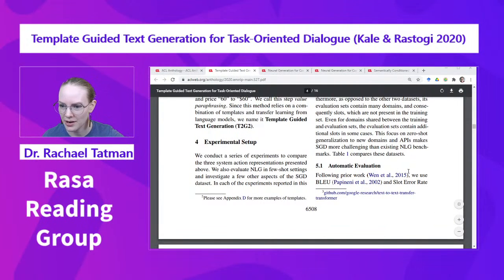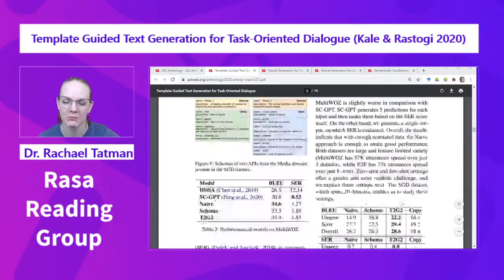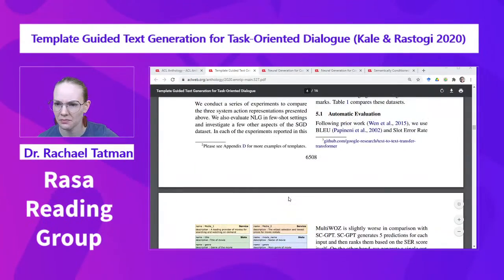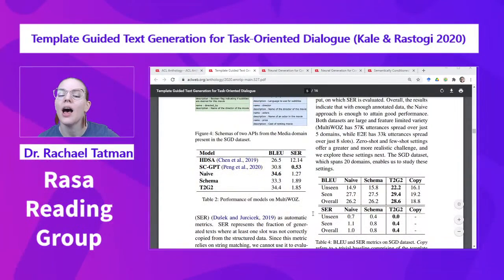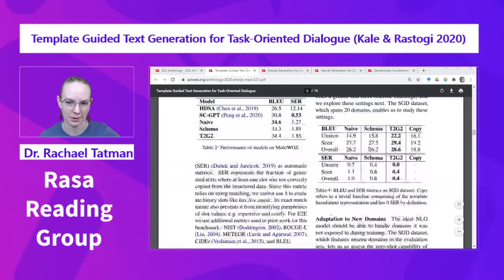Following prior work, we used BLEU and slot error rate. Okay, so when is the paper that came up with slot error rate? Oh, I bet these citations are backwards. I bet this citation was supposed to be, hey, these people use BLEU and slot error rate, and this citation was supposed to be the people who came up with slot error rate. I bet that's just a little typo.